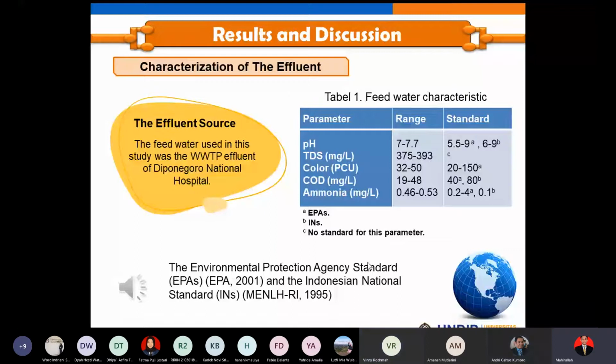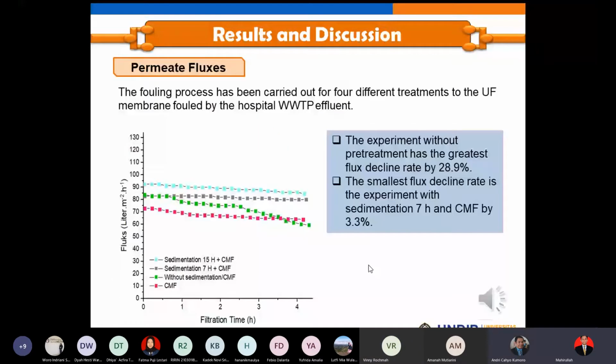Then results and permeate fluxes. The following process has been carried out for 4 different treatments of the UF membrane fouled by the hospital wastewater treatment plant effluent. The experiment without pretreatment has the highest flux decline rate, 29%. Meanwhile, the smallest flux decline rate is the experiment with sedimentation 7 hours and cloth media filtration, at 3.3%.